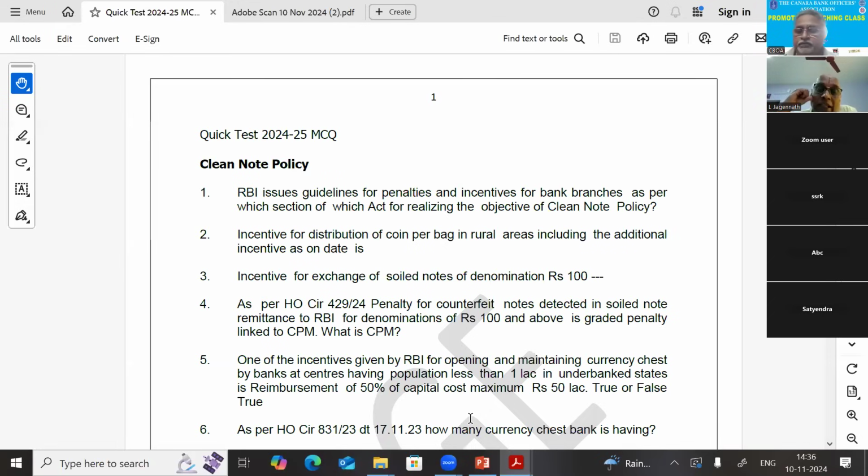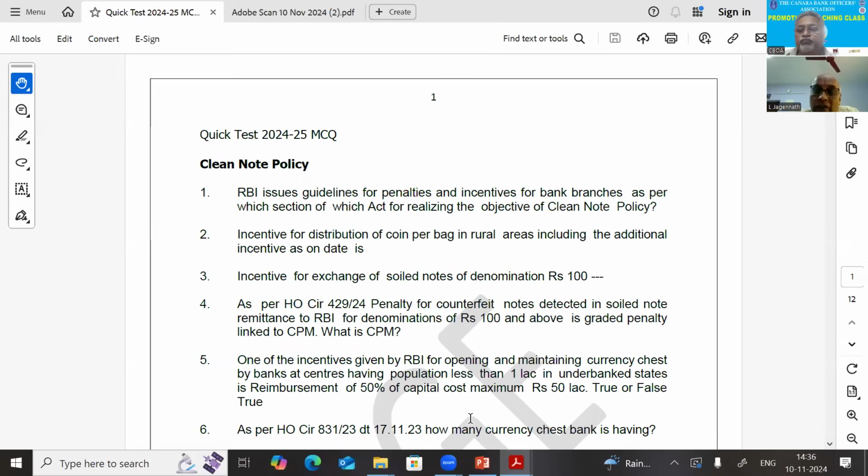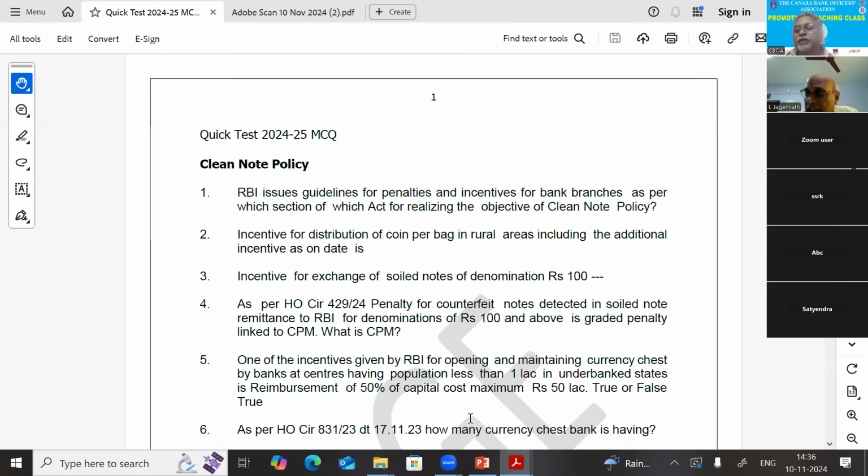So I made a question and answer type, and wherever it is required, a few presentations are made in PowerPoint. First of all, let us see the clean note policy. From the clean note policy, questions are asked for all levels. In depth we will see, because I have downloaded from the Reserve Bank of India site and from our bank circulars. So all possible questions will come. We'll go through it, and with the clean note policy presentation, I have given only a few questions here. A detailed presentation is there, that also we will see.